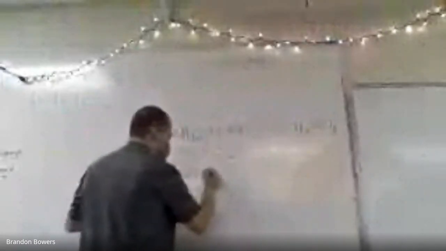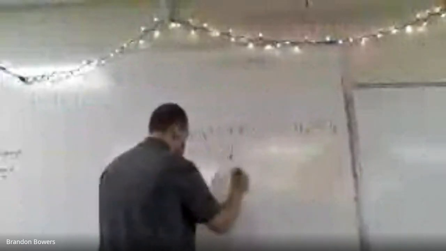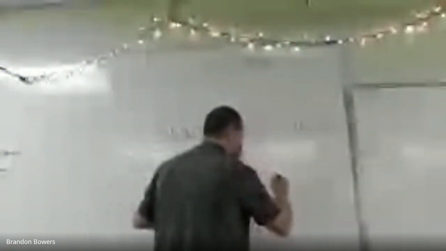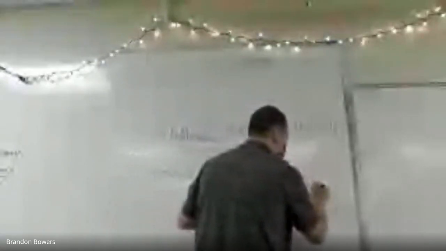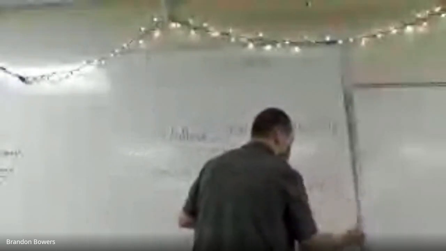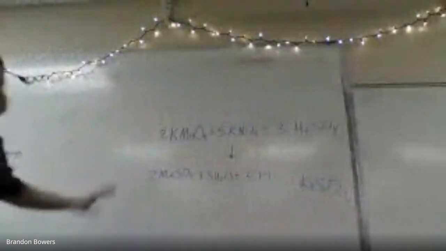The product, I'm going to write the product below. Product is 2 MnSO4, 3 H2O, 5 KNO3, and a K2SO4. So when you see a problem like this, and honestly, I just wrote up your test, you're going to see a problem like this, but not this advanced.